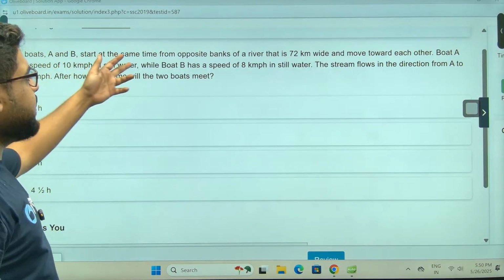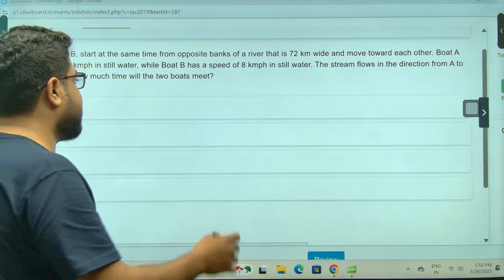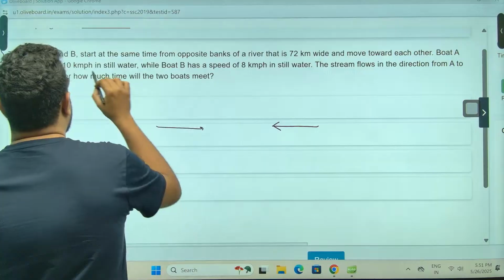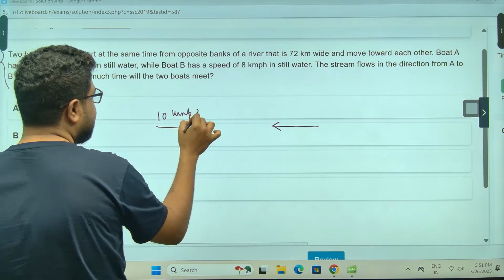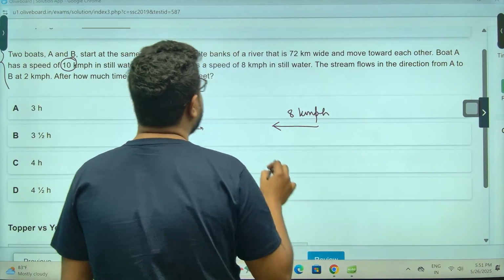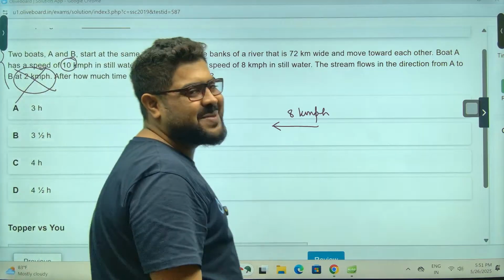Two boats, A and B, are on opposite banks, 72 km wide. They are moving towards each other. A has a speed of 10 km/h in still water and B has 8 km/h. You will say, sir, the stream is 2 km/h. That is the most useless information.